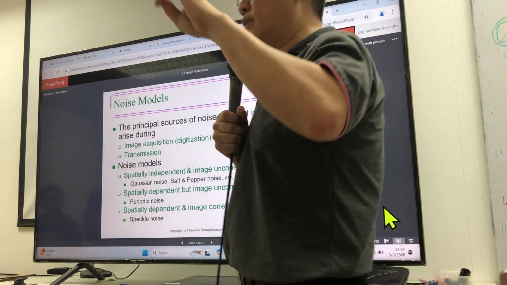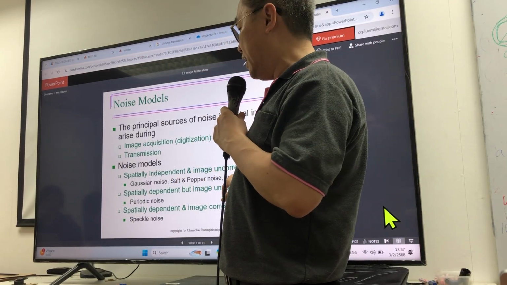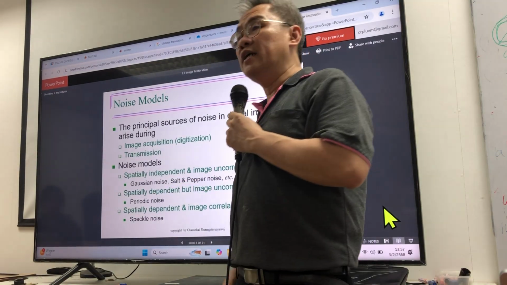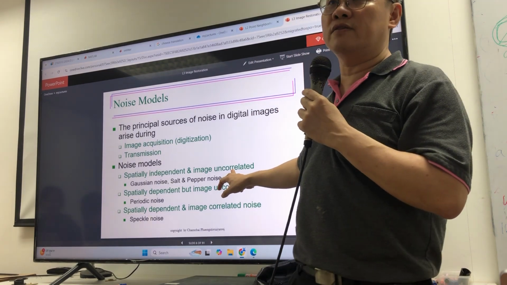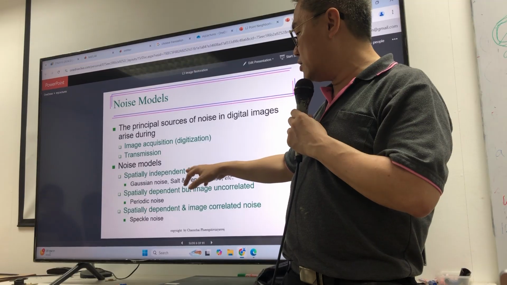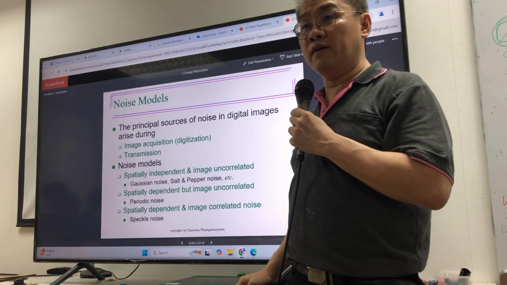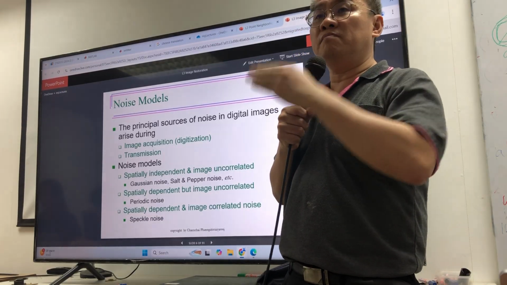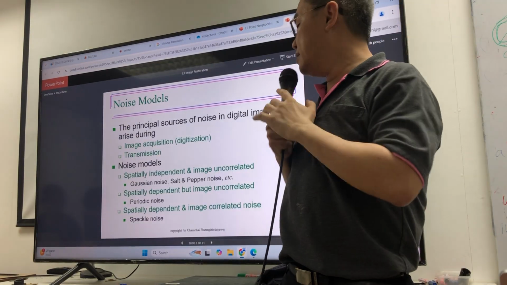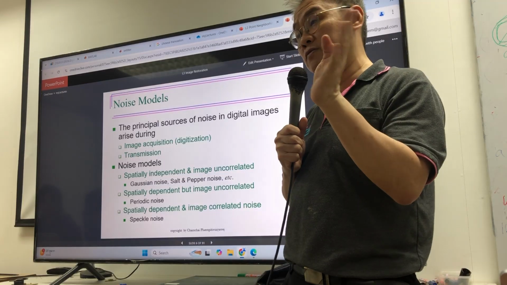There are three categories of noise. First, spatially independent and image uncorrelated, for example salt and pepper noise and Gaussian noise. This one is the easiest to get rid of. Next is spatially dependent but image uncorrelated. That's called periodic noise. Spatially dependent means you will see the noise pattern, but it's not related to the image, so it could happen in any image.